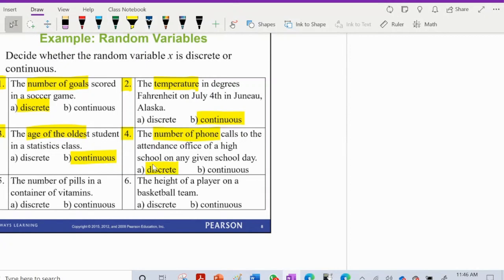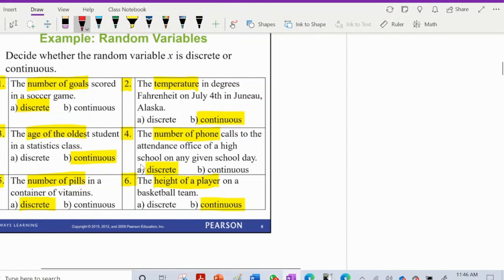All right, so maybe Kali, can you read question 5 for us? The number of pills in a container of vitamins. Okay, so what do you think, Kali, in this case? Discrete. Excellent. And Megan, can you read question 6 for us? The height of a player on a basketball team. Okay, and what do you think? Continuous. Excellent. So some of your homework problems may give you a scenario like this, and ask you to identify whether it's continuous or discrete.